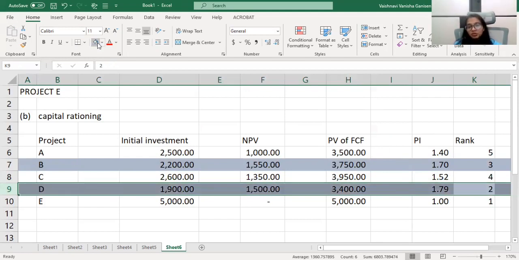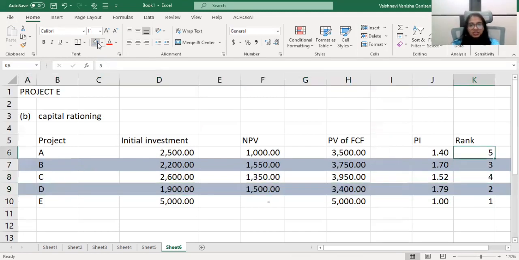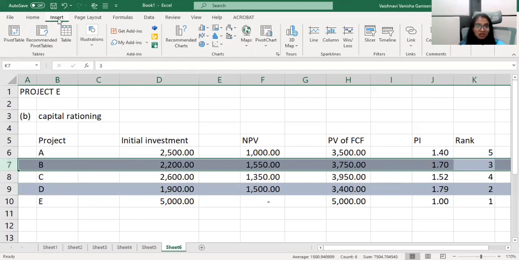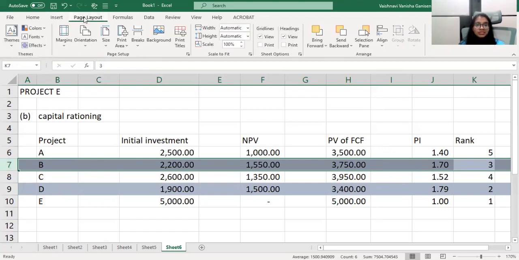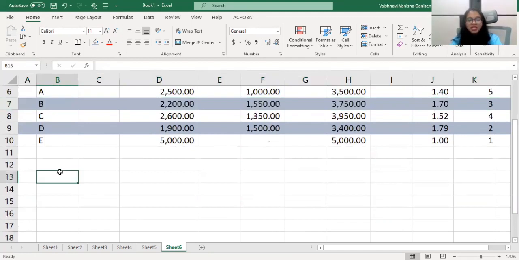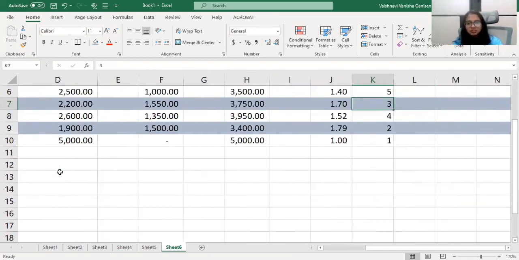All right, so which one would you choose? You would choose the one with the highest PI among the two. So the one that you would choose would be project D. You will not choose project B, because project B is giving you a lower PI. All right, now, when I do my calculation, this one I will not choose. Maybe I just draw an X here.